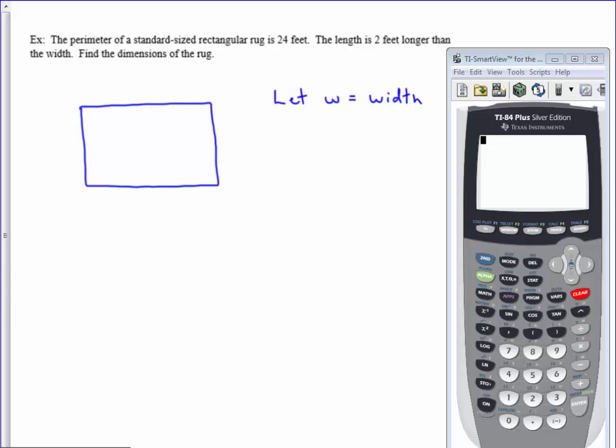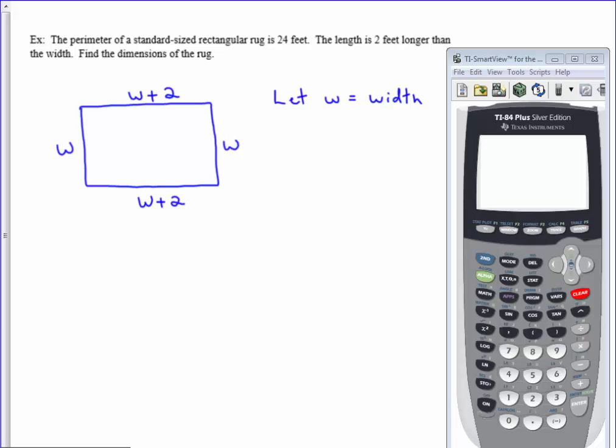Based on that assignment of our variable, we'd like to label the sides of our rectangle. We've let W be the width, and so these two sides would be labeled as W. It says that the length is 2 foot longer than the width. This would indicate that to find the length, you would want to take the width and add 2. So these two sides would be labeled as W plus 2.